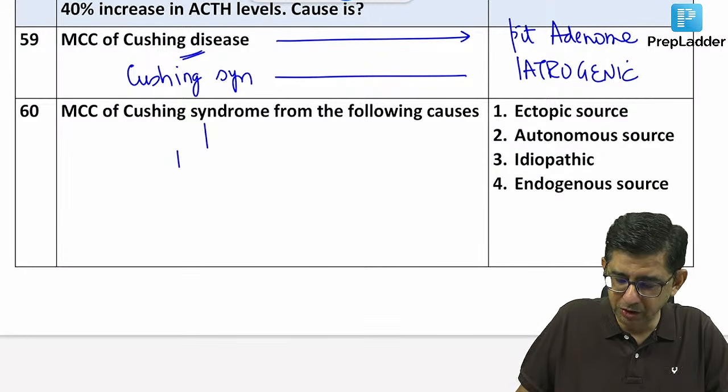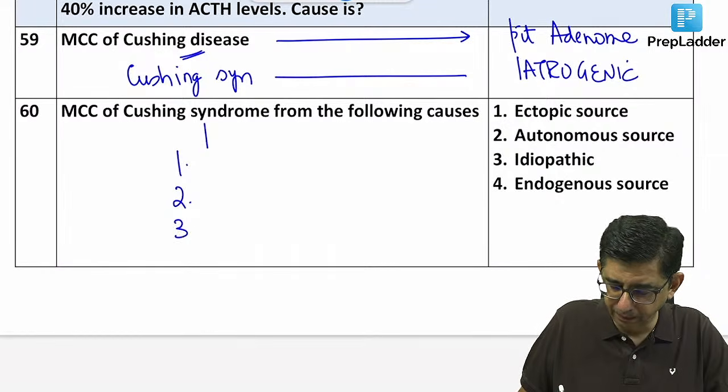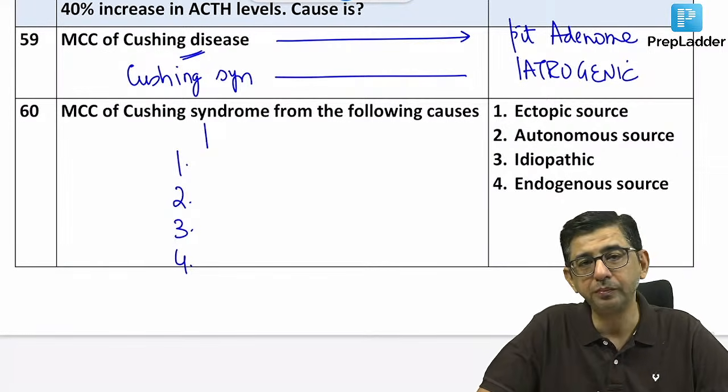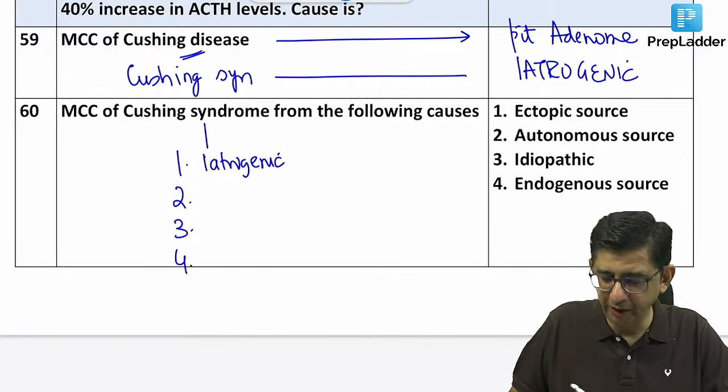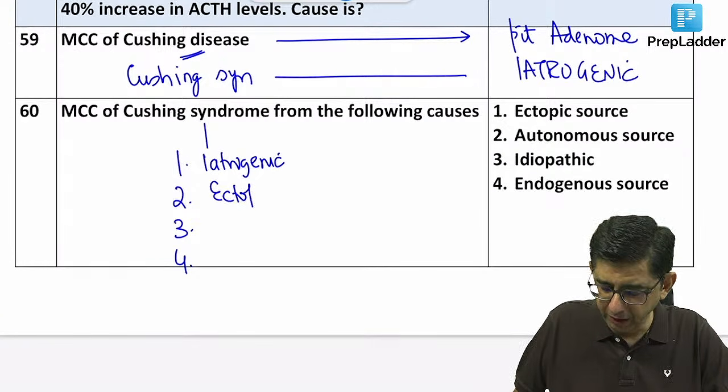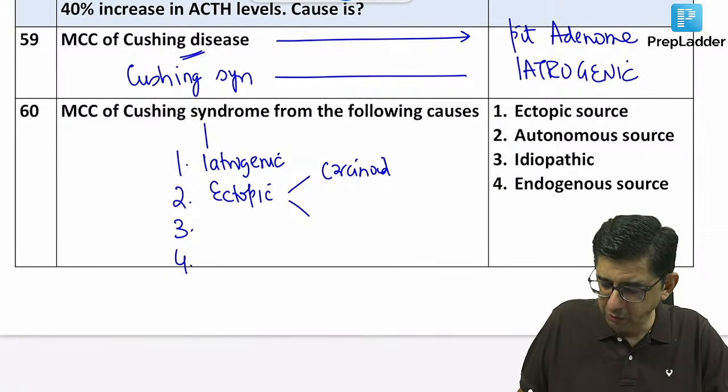Why? For Cushing syndrome, only 4 causes were given. I'm going to write them quickly here. The most common cause is iatrogenic cause. If iatrogenic cause is not there, then it can be ectopic. For ectopic, there can be 2 tumors: one is called carcinoid tumor and the second one is called oat cell cancer.